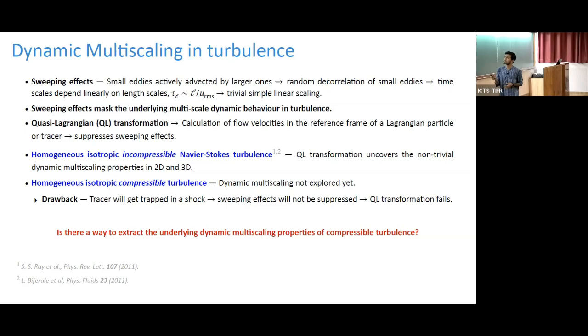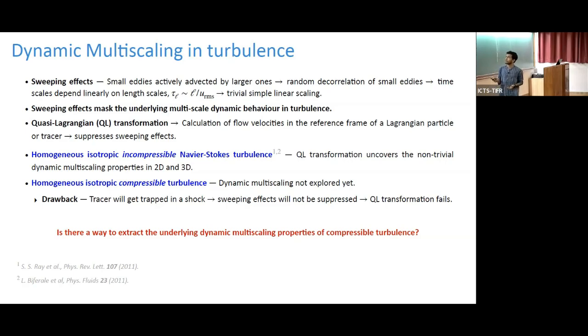So in some sense, the sweeping effects mask the underlying dynamic scaling, the multiscaling behavior of turbulence. So what was conjectured earlier is that we can use a quasi-Lagrangian approach. In a quasi-Lagrangian approach, we visualize the flow from the reference frame of a Lagrangian tracer particle. Since that tracer gets advected by the flow, it somehow suppresses the sweeping effects, and one is able to observe the underlying dynamic multiscaling properties of the flow.